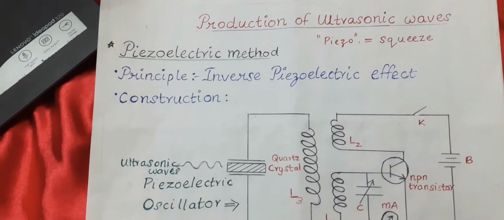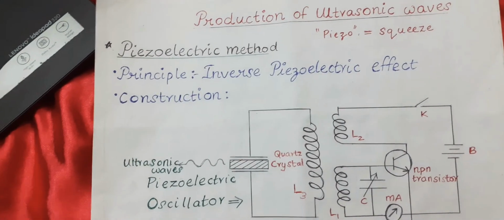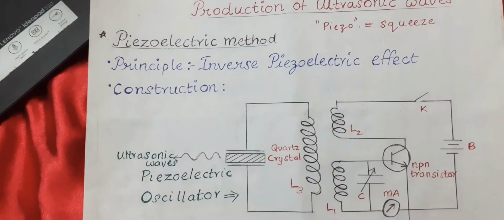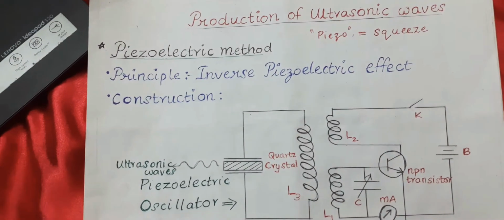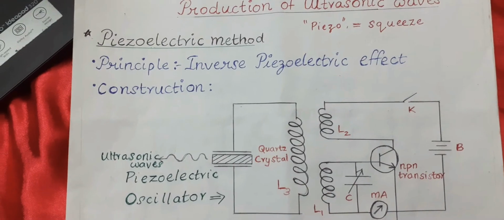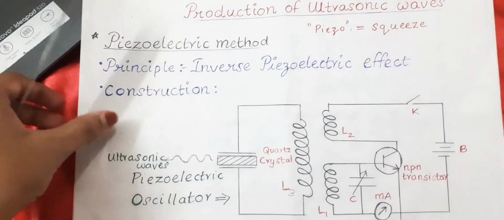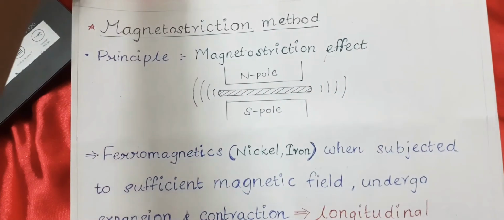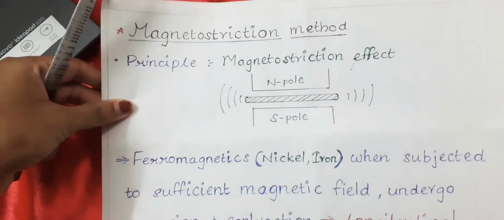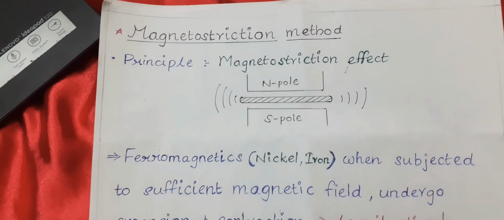So a variety of techniques have been developed to generate ultrasonic waves like the electrostatic method, Galton whistle method, piezoelectric method as well as magnetostriction method. In your syllabus, two methods are specified, which are the piezoelectric method as well as magnetostriction method. So let's see what is magnetostriction method first.